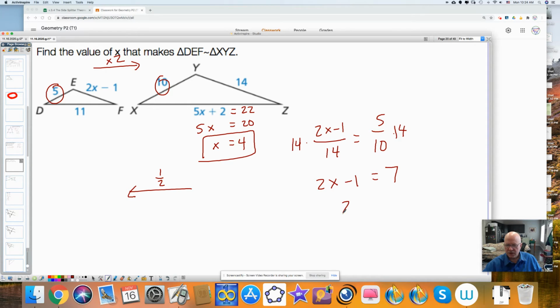Add 1 to both sides. 2x is equal to 8. Divide both sides by 2. X is equal to 4. Same answer as what I had here. This way I'm doing it with setting up a proportion. This way I'm doing it with the scale factor. And I could have done this as scale factor as well, going in reverse.